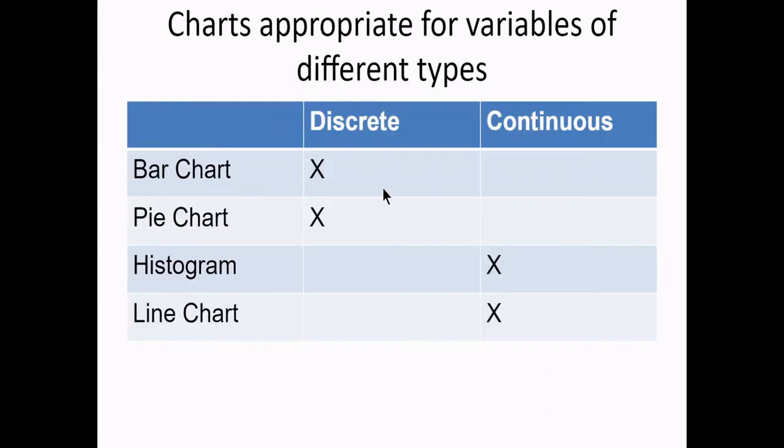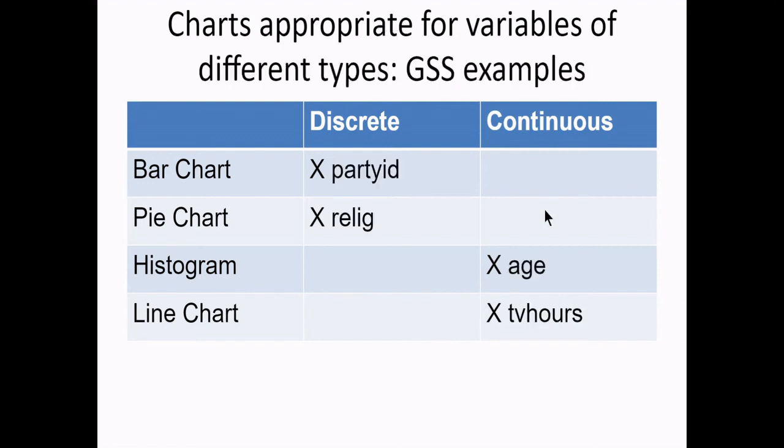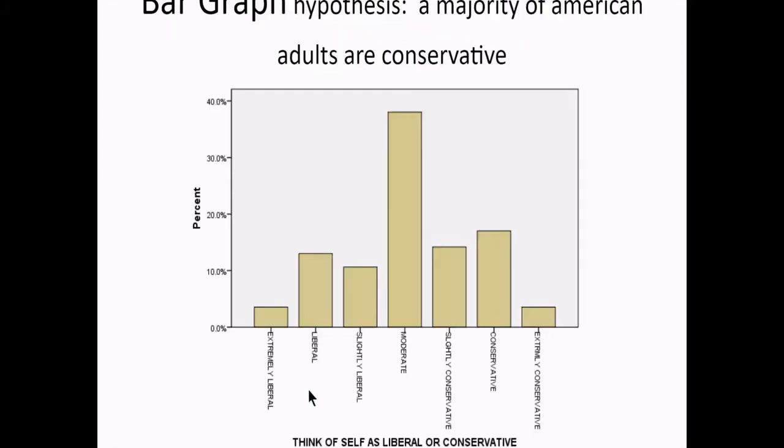Now, as Alan indicates in a table in the textbook, Babbie, there are some rules of thumb regarding what kind of variables you should use for specific kinds of charts. Generally speaking, discrete, by which they mean nominal and ordinal level variables, you should only use with bar and pie charts. And then interval level or ratio level variables, otherwise known as continuous, you should only use with histogram and line charts. And here are a few examples from the General Social Survey of those kinds of variables, for what it's worth. First, a bar graph, of course.